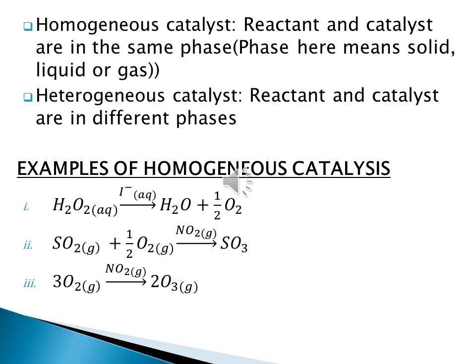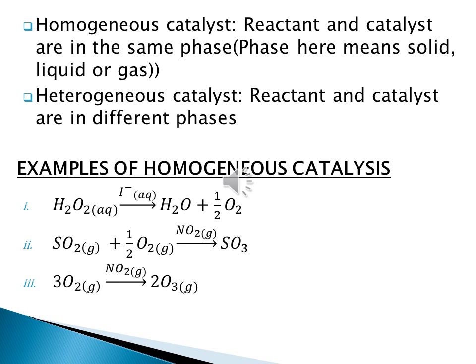So homogeneous catalyst is the one in which the reactant and the catalyst, we are not bothered about the products. See carefully, the reactant and the catalyst are in the same phase. And in heterogeneous catalyst, the reactant and the catalyst both are in different phases. Please make a note of these examples. They are very important. These are examples for homogeneous catalysis.